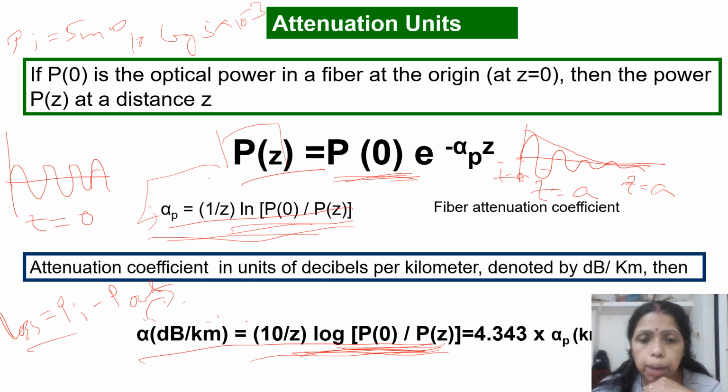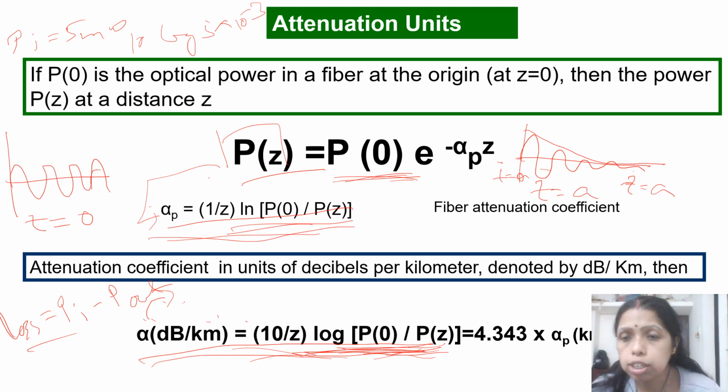So then it will come log P naught by P out, and per kilometer, the length will come here: 10 by Z log P naught by P. So this is normally the concept of loss, the loss in power, in the form of dB. Loss means the initial power and the output power. If you remove the dB, it will be like that: loss is equal to initial power and the output power.